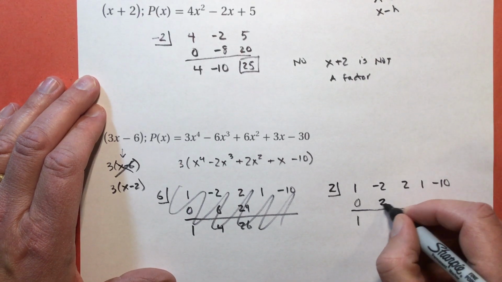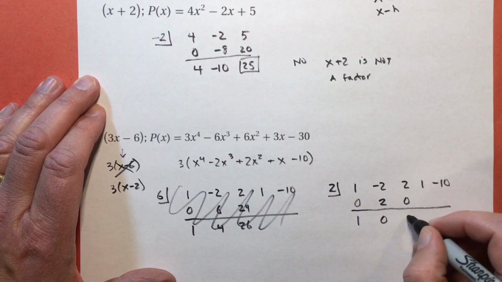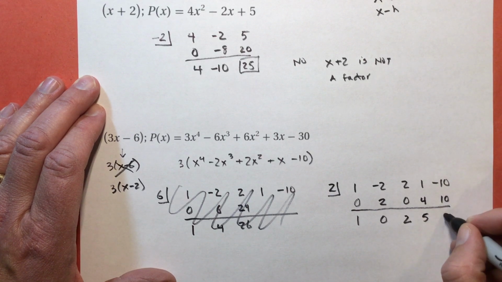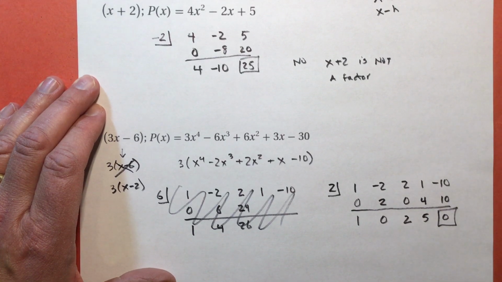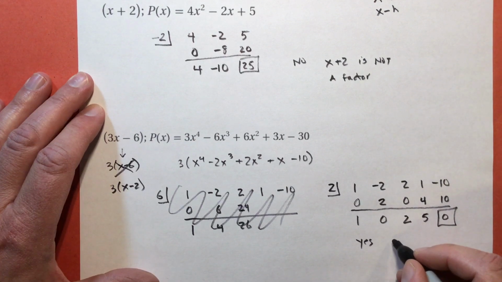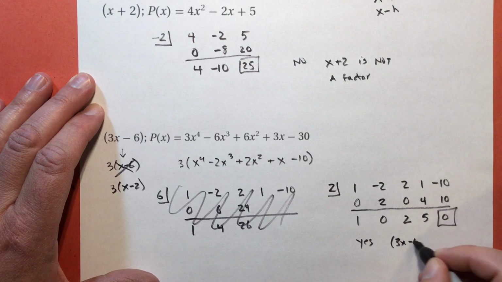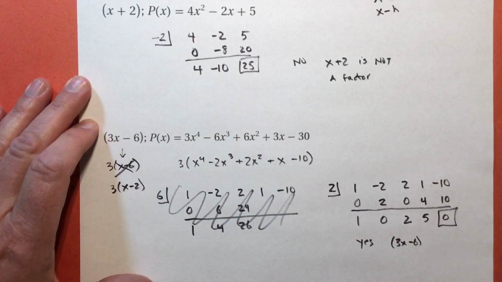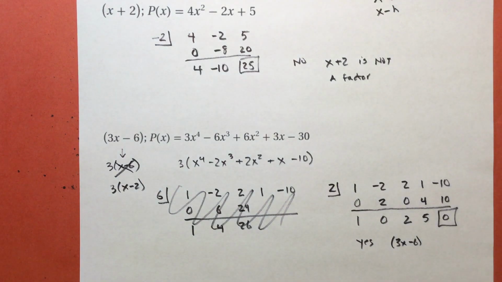1, 2, 0, 0, 2, 4, 5, positive 10, 0, no remainder. So yes, 3x subtract 6, going back to the original, is a factor of the original. All right, I'm going to leave that in so you can see. Plus, I don't even know if I could edit it anyway.